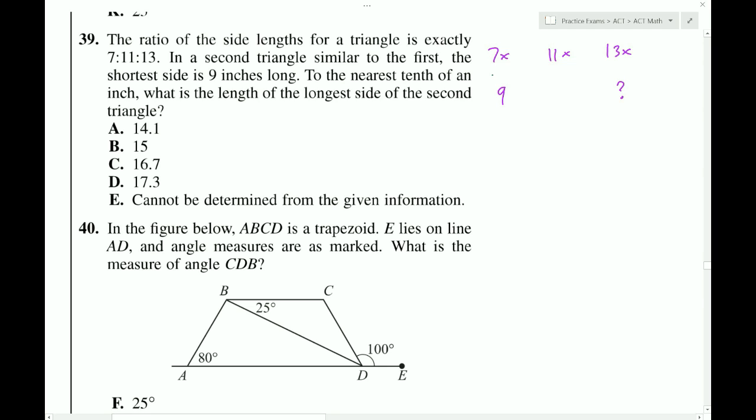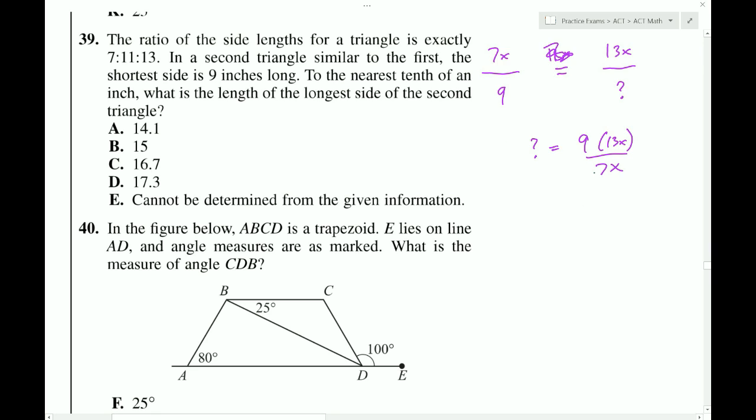With all similar triangles, of course, we can set up proportions. So we actually don't need this information. We're going to set our proportion equal here. We're solving for the question mark, so we can do a couple things, but let's cross multiply, because we're probably used to that type of option. 9 times 13x, and then we'll divide by 7x. So that solves for the question mark.